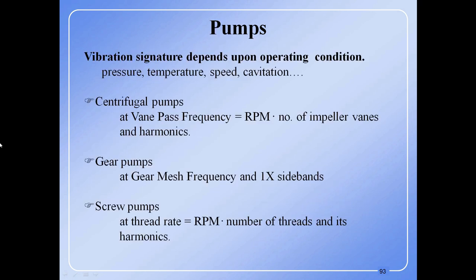Pumps. Vibration signature depends upon operating conditions, such as temperature, speed, cavitation, etc. Centrifugal pumps show vane pass frequency, equal to RPM times the number of impeller vanes, and harmonics. Gear pumps show gear mesh frequency and 1x sidebands. And screw pumps show thread rate, equal to RPM times the number of threads, and its harmonics.